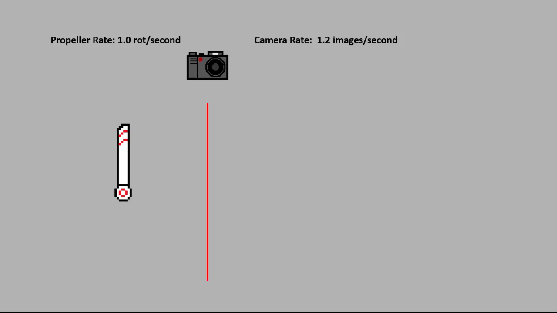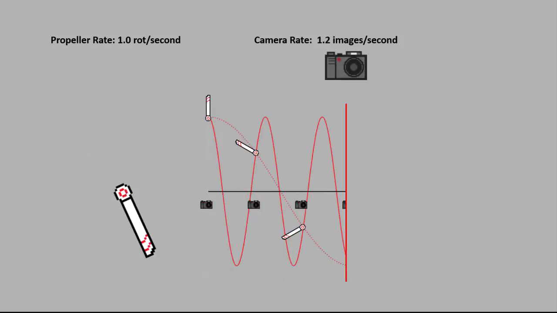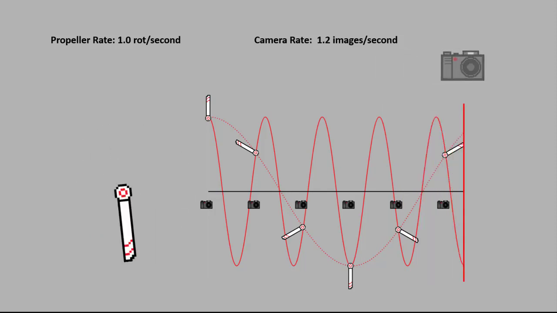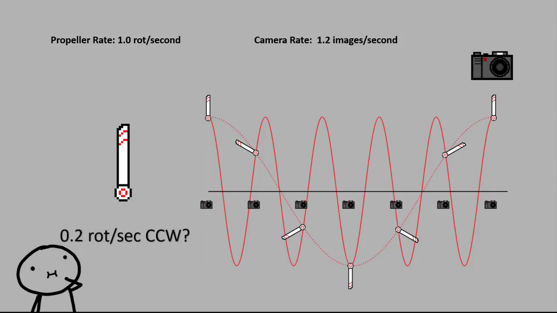This time, let's try when the propeller is spinning clockwise at 1 rotation per second, and take pictures at a rate of 1.2 images per second. But this time, if we look at the images along the trace, we can tell something went wrong. It appears to only be spinning slowly at 0.2 rotations per second, but also in the opposite direction. If we look at the trace, we can see the propeller is not quite getting all the way around by the time the camera takes another picture.